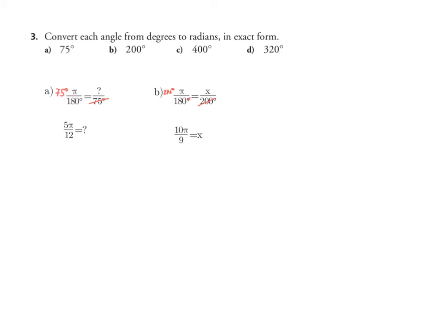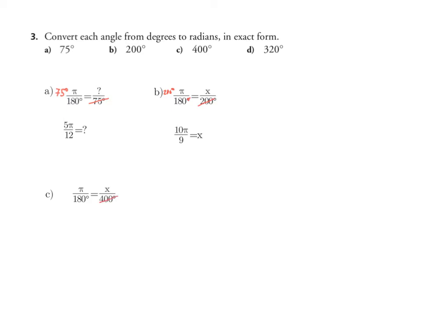Let's go for 400. Now I already know it's just going to be twice as big as 200, so it's going to be 20 pi by 9, but let's do it anyway. All right, so all of these we're looking for radians again, so they're all going to have the degrees on the bottom. I assume another question coming up, they're going to give you radians and ask for degrees, and so I would set this up opposite, obviously.